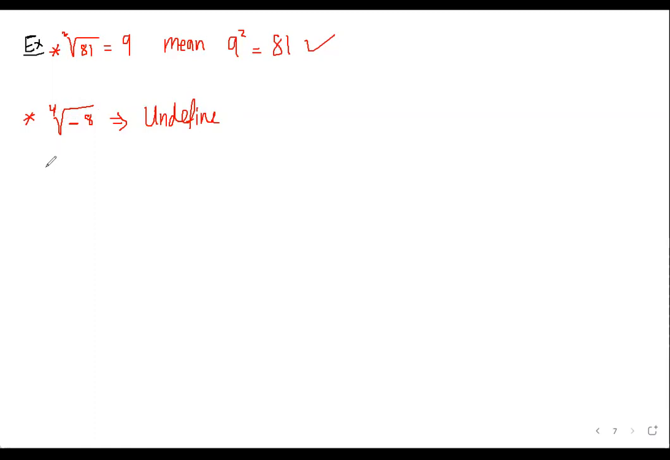So now some properties. Any question before we go to the properties? You know why it's undefined? Because 4 is an even number, so the inside must be positive.